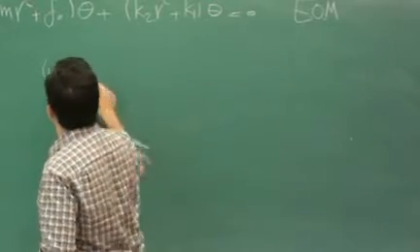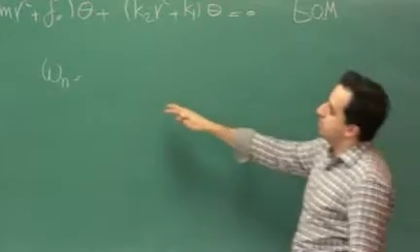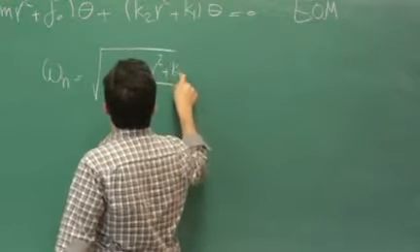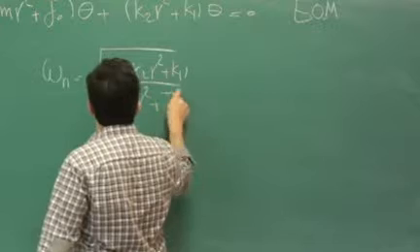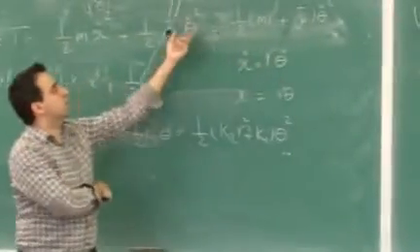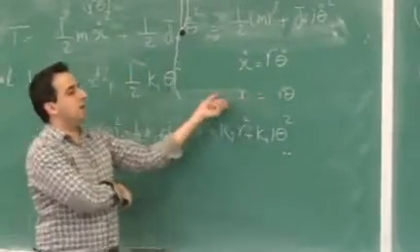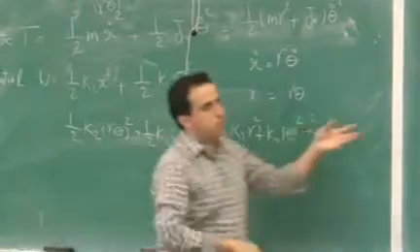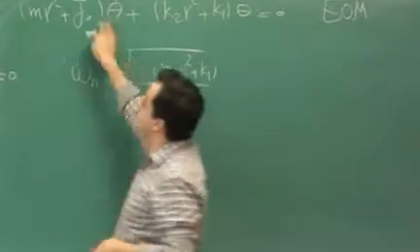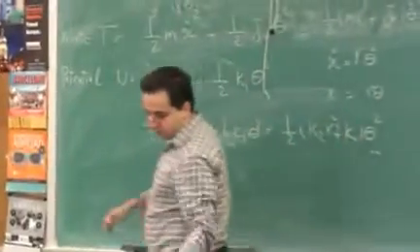And the natural frequency is the coefficient of theta divided by the coefficient of theta double dot, and the square root. It's going to be K2 r squared plus K1 divided by m r squared plus J. Here I replaced x by r theta. You could replace theta by x divided by r, and you will get the equation as a function of x double dot, but the natural frequency is going to be the same. The coefficients might be a little bit different, but the natural frequency is the same.